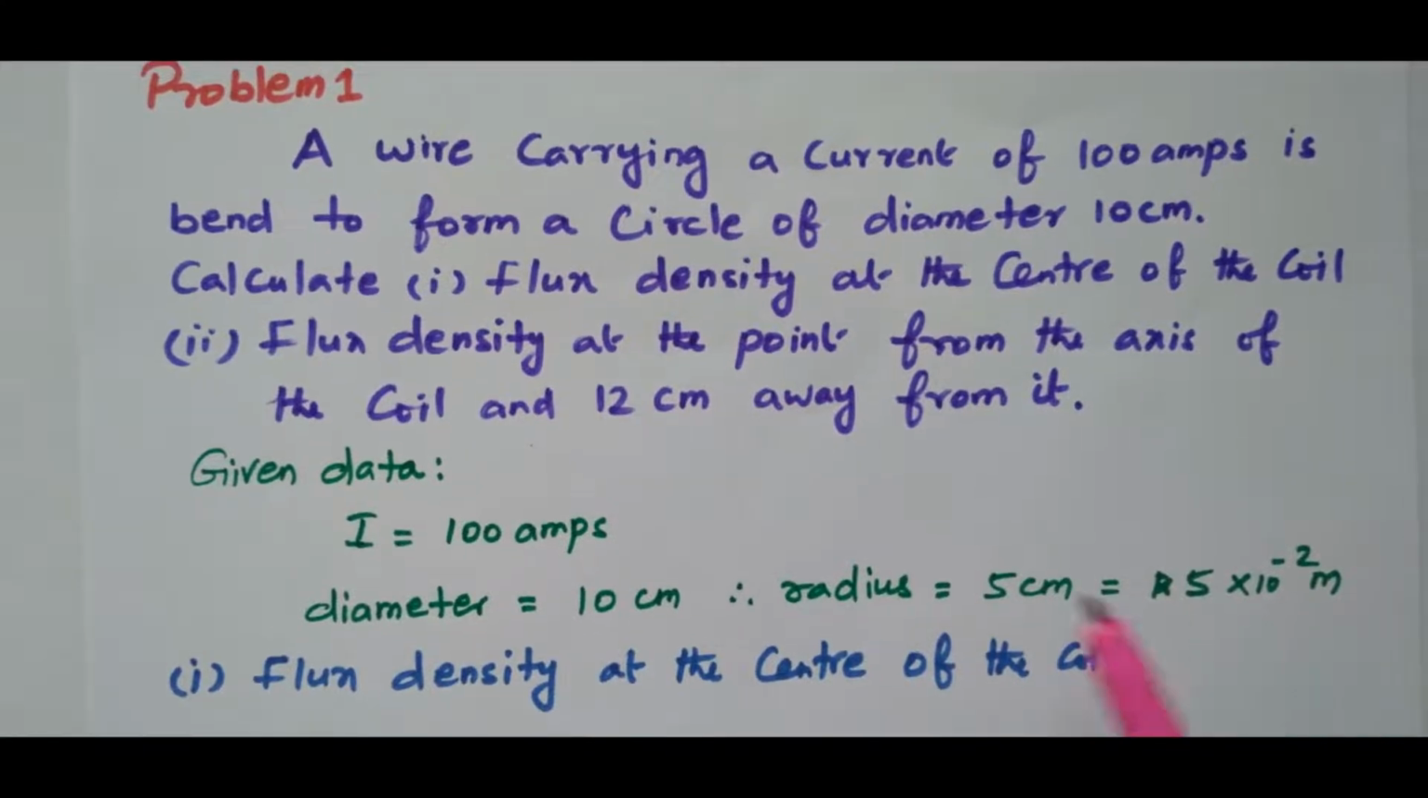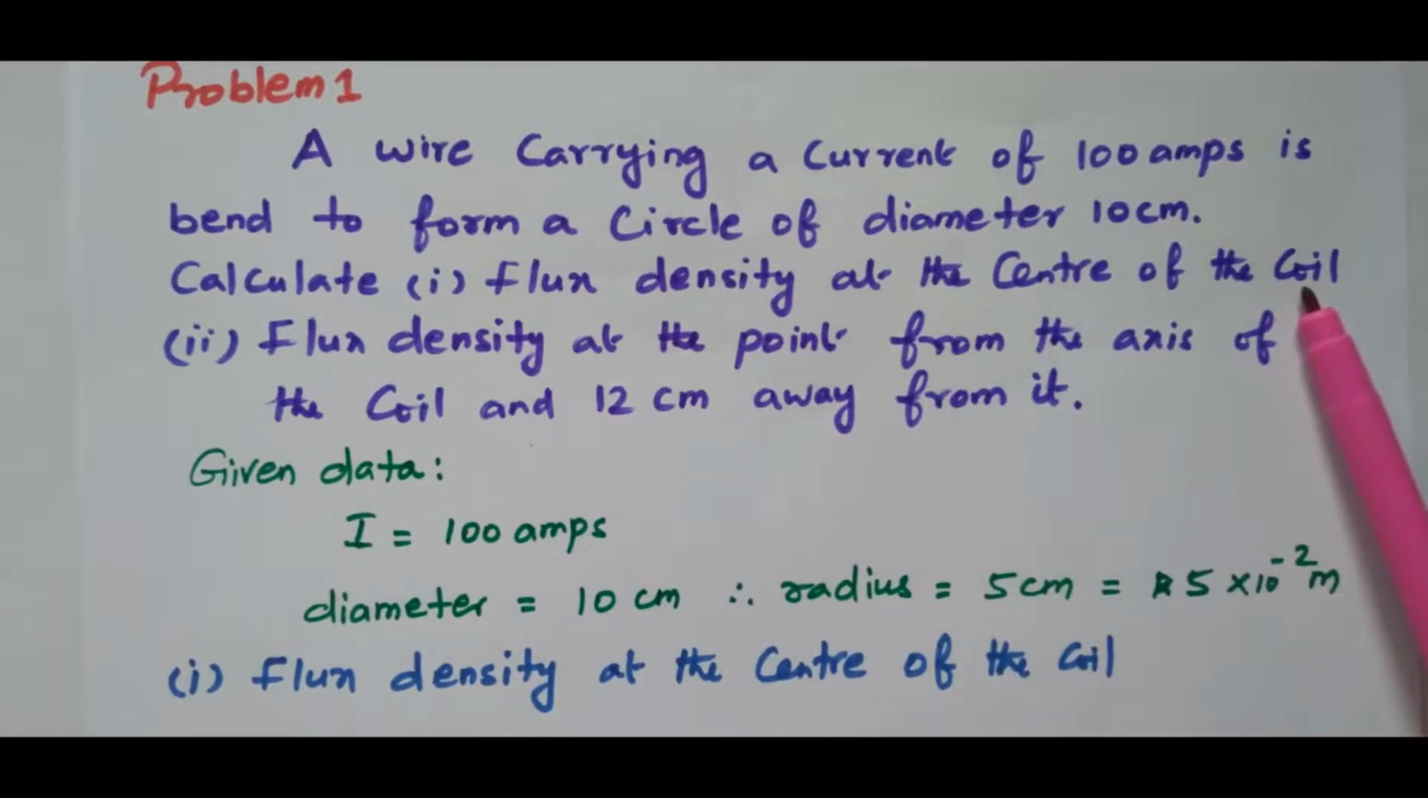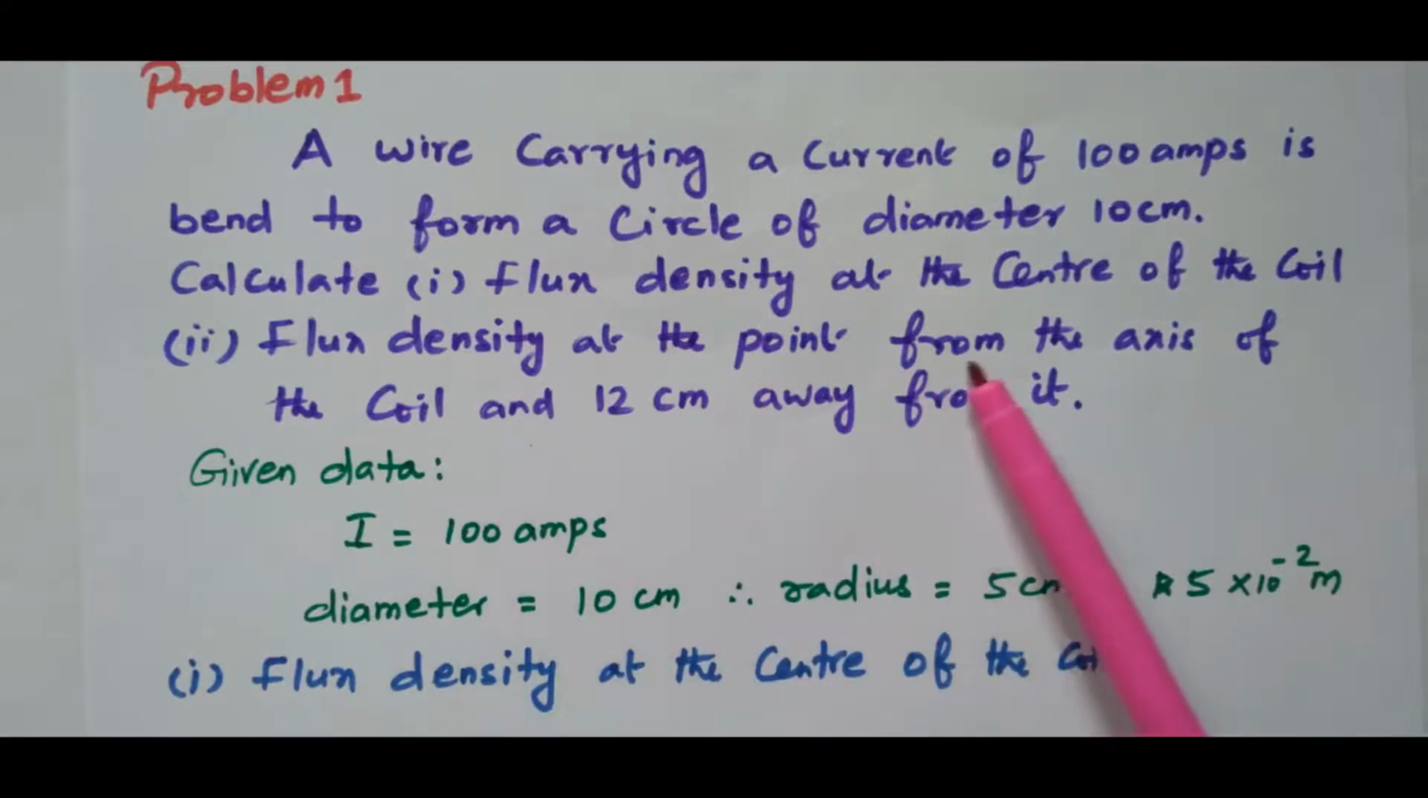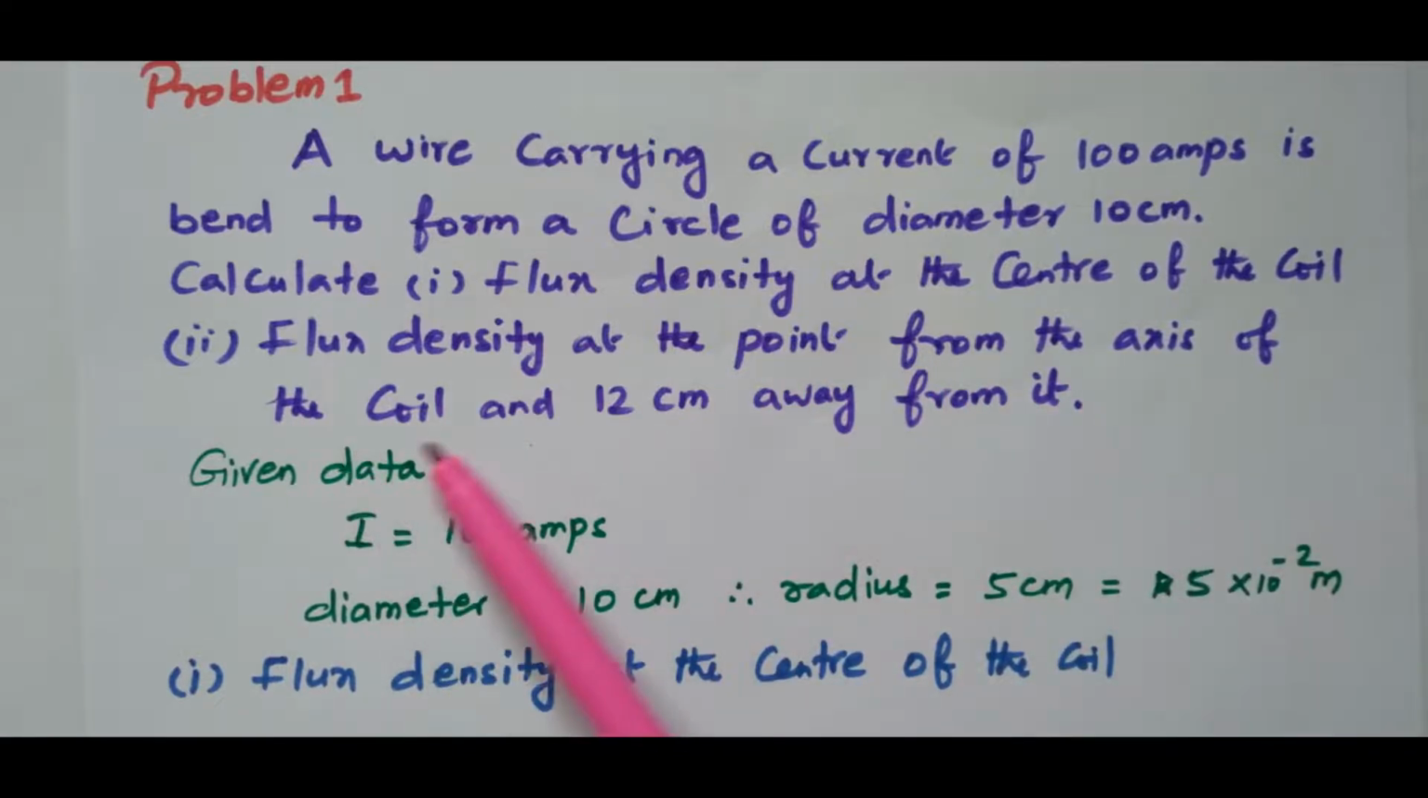So what is the question? Flux density at the center of the coil. First one, at the center. Flux density at a point on the axis of the coil and 12 centimeter away from it. That is at a height of 12 centimeter. Right? We discussed four different expressions available at the center, in terms of height, all are available.